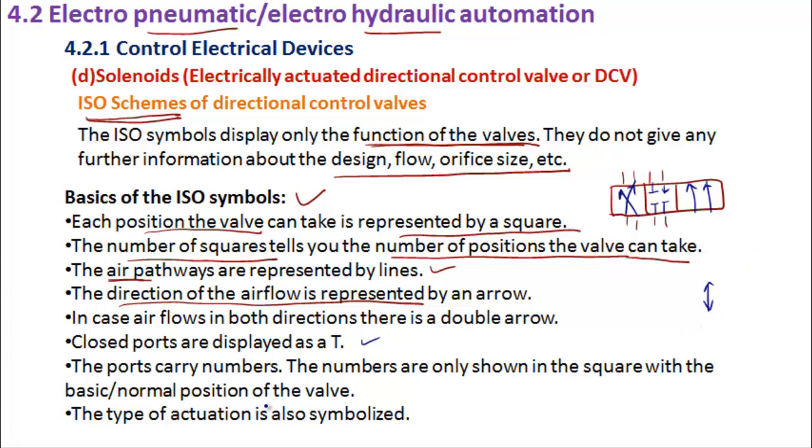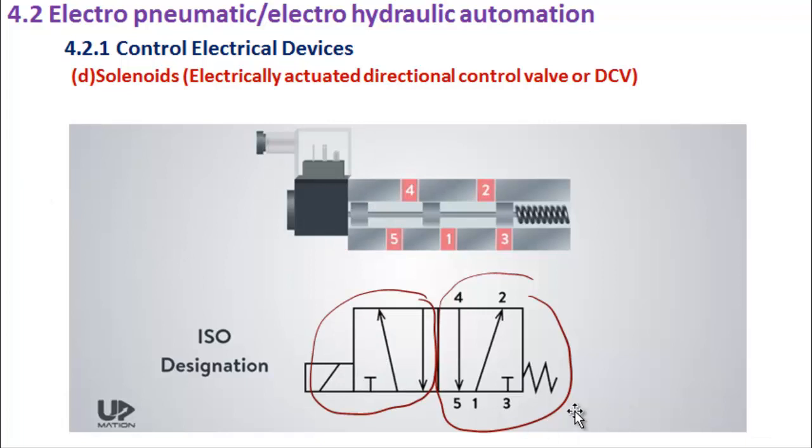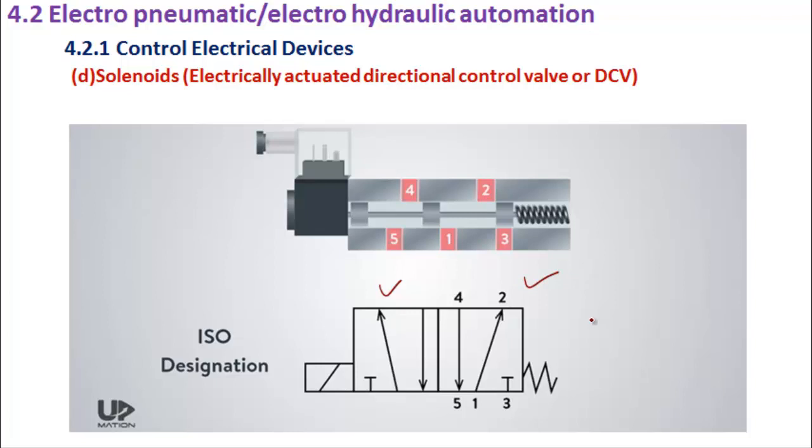Okay, the ports carry numbers. The numbers are only shown in the square with the basic or the normal position. In the previous video we had seen something like this, and here you can see that in this square I have not put any number, whereas in this square I have put the number. It means that in this particular ISO designation, this square is the normal position of the directional control valve.